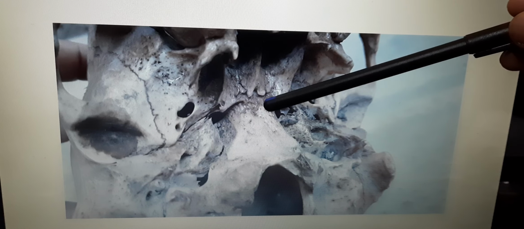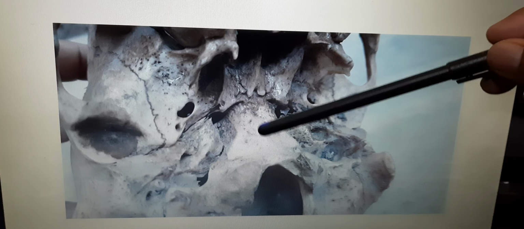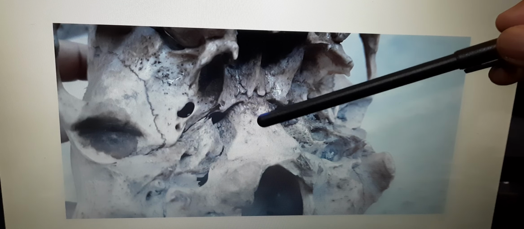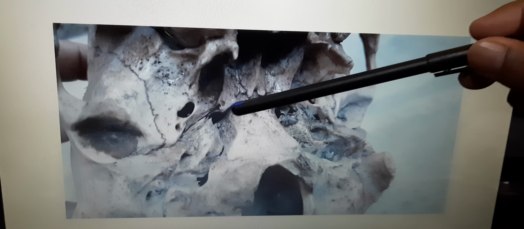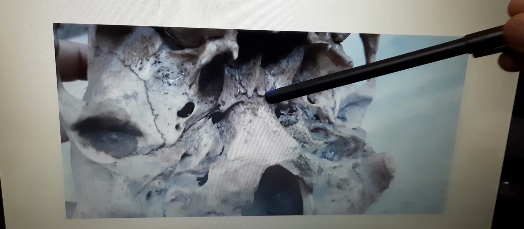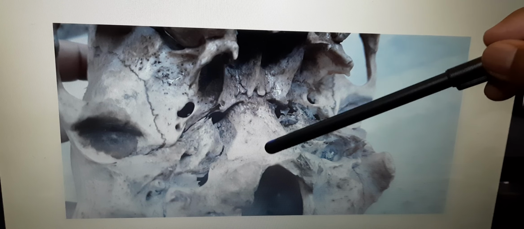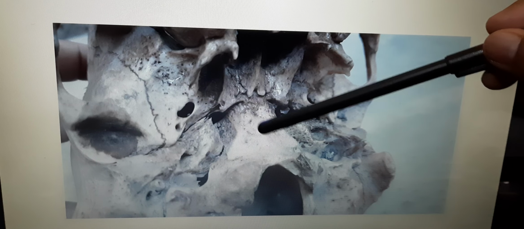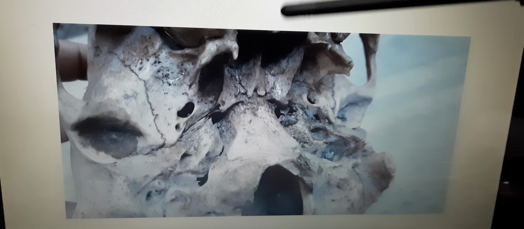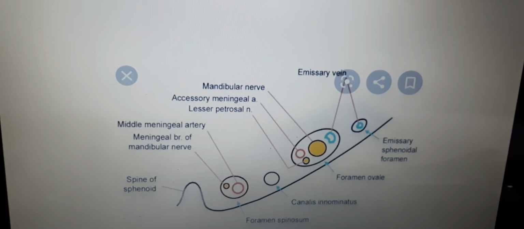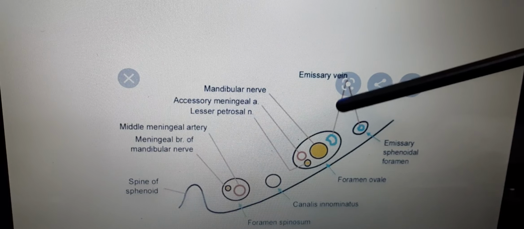Okay, one thing I have left here. In the median region you are seeing a bar of bone. This bar of bone is formed by the fusion of the body of sphenoid bone and the basilar part of the occipital bone. So these two parts fuse and form this bar of bone. Now this picture shows the structures passing through the various foramina.